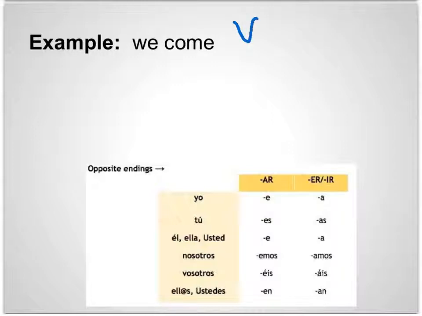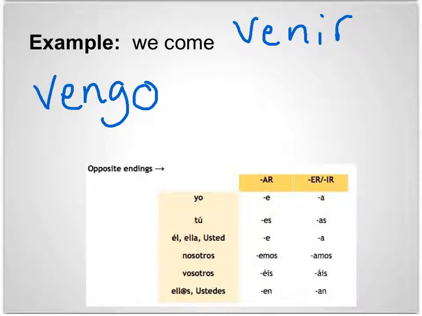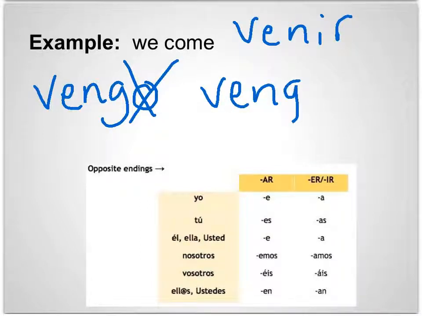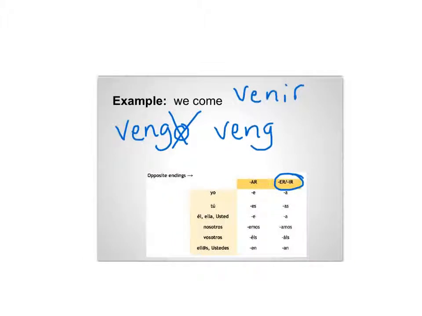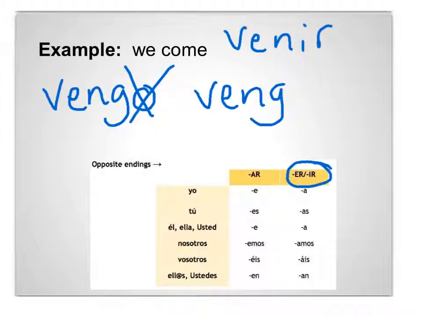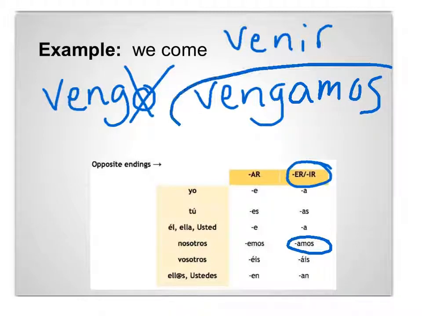Another example, we come. Venir. You know that venir means to come. Okay, what's the yo form of venir? Vengo. That's an irregular yo form. Vengo, we again drop the O and we're left with veng. All right, it's an ER or an IR verb. So, the nosotros form ending is here. Vengamos. And there's our answer. We come in the subjunctive, vengamos.